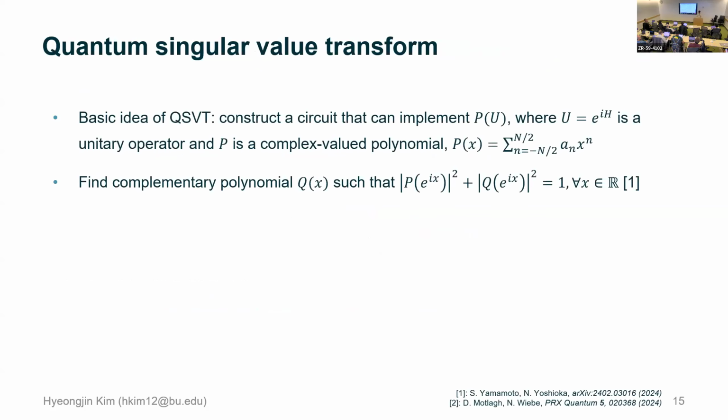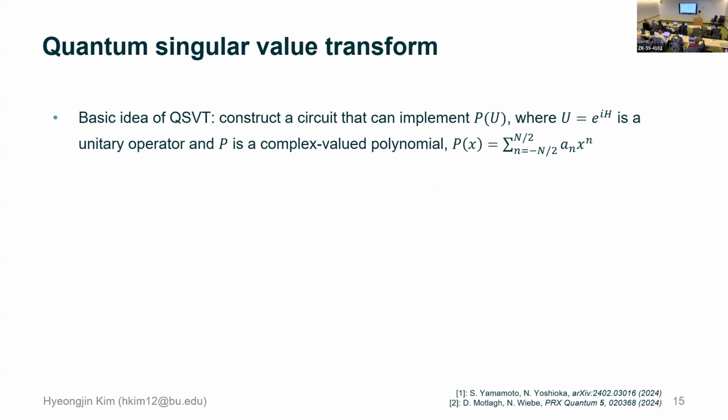So the basic idea of QSVT is that we want to construct a circuit that can implement P of U, where P is some complex-valued polynomial and U is some unitary operator. We'll use QSVT to implement this P of U, which does a polynomial transformation on our unitary. Once we have this set up, we can implement the series sum that we had before.